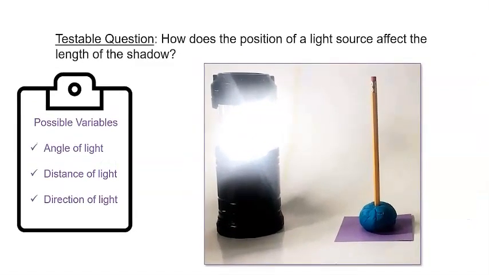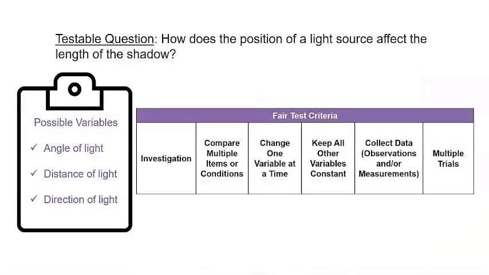Let's use our testable question, materials, and variables to develop an investigation plan that meets the criteria of a FAIR test. In order to design a FAIR test, we should change only one variable at a time, the variable we are investigating. By conducting a FAIR test, we can observe each variable one at a time and then compare the variables. Multiple trials are important because we need to try a test more than once to make sure our results are correct. For your task today, you will design an investigation plan that meets the criteria of a FAIR test.